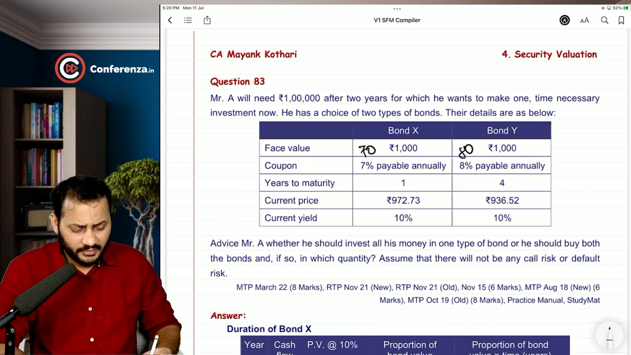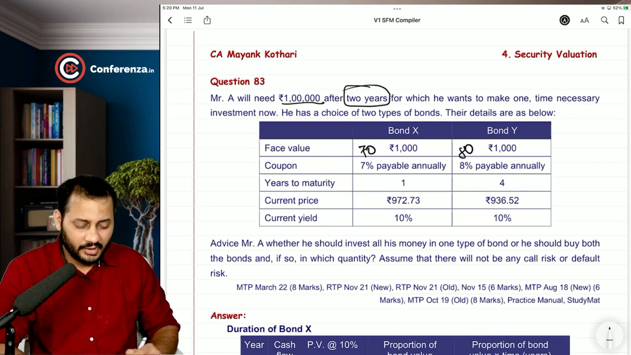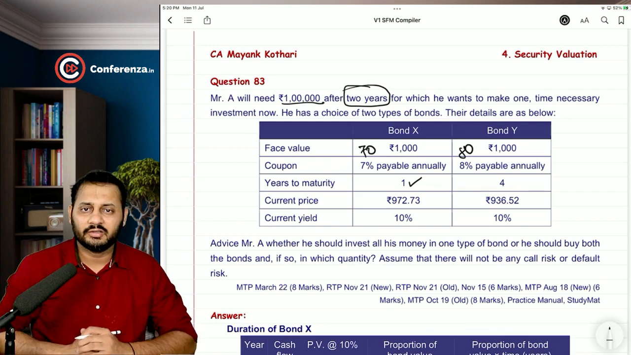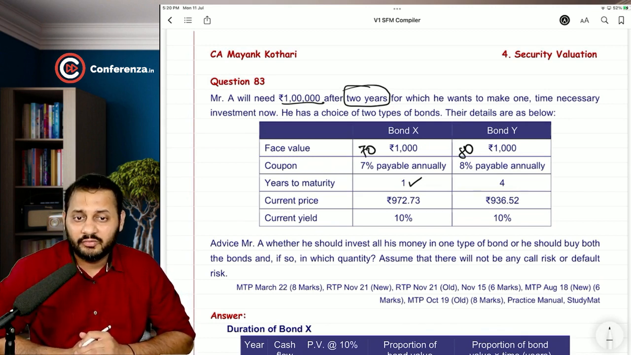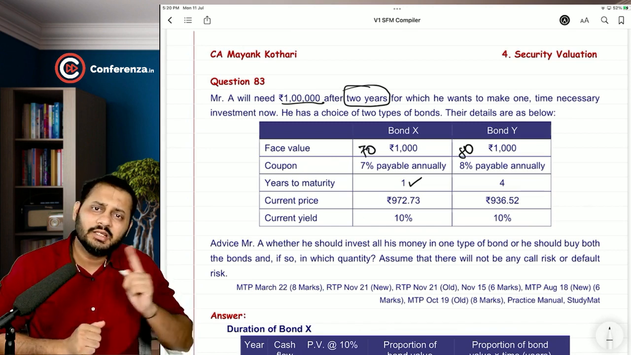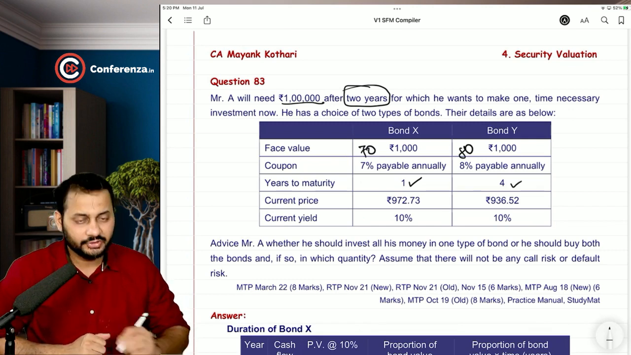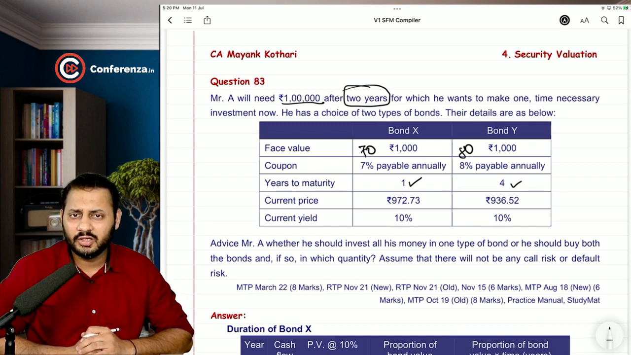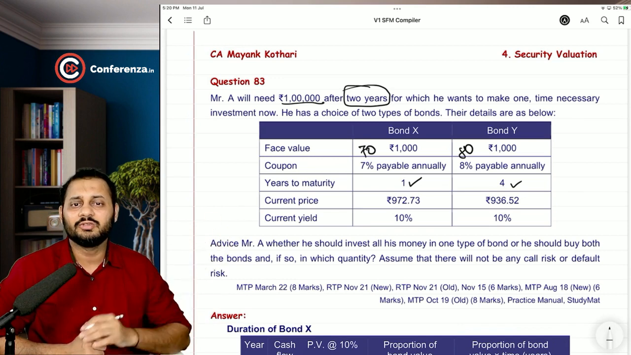What does that mean? If you need 1 lakh rupees after 2 years, and if this bond is only till 1 year, how can you invest in that? We can do so. After 1 year, when the bond matures, I will assume that this bond will again be available for another 1 year, right? And bond Y, if you invest in a 4 year maturity bond and you want money after 2 years, what is the solution? Sell it in the market to someone else. Don't wait till maturity. Current price of the bond is given to you and the current yield is also given.